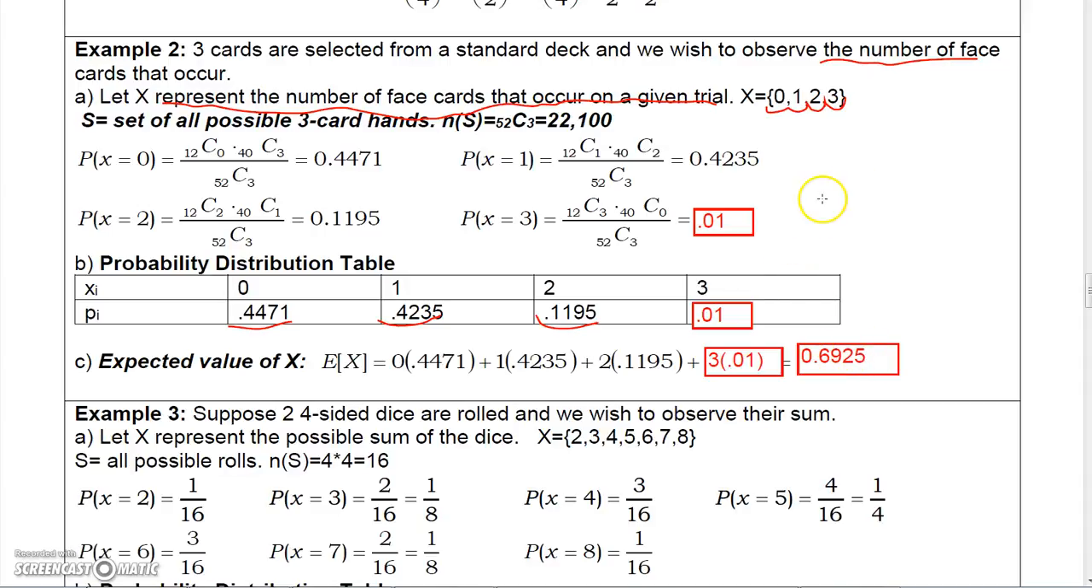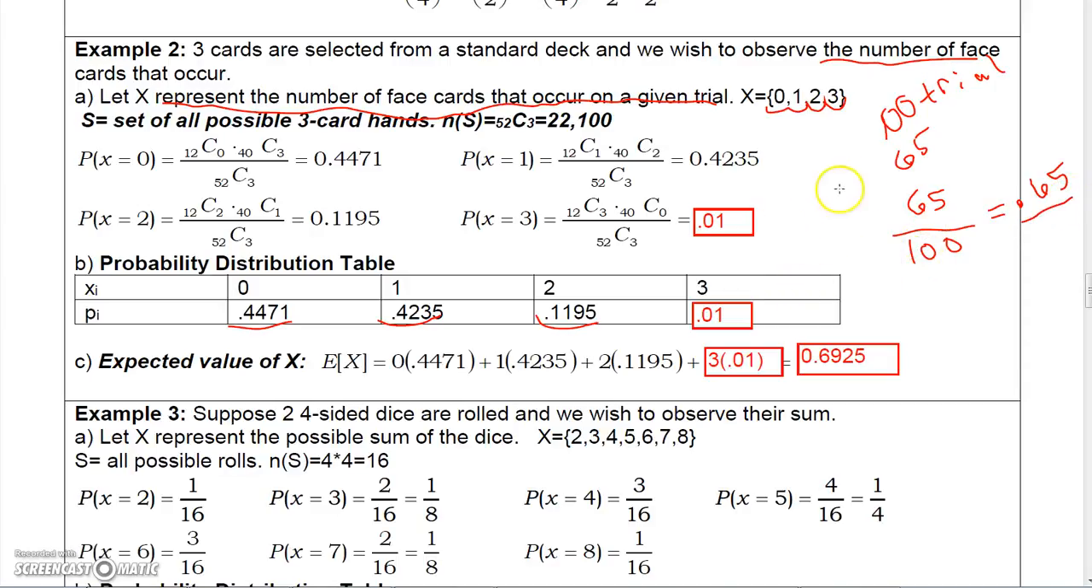Now, to make this seem more realistic, let's say you did this experiment 100 trials, and let's say you got, I don't know, 65 face cards total. Then in actuality, you're getting 65 face cards per 100 trials. So you're averaging 0.65 face cards per trial, which is pretty close to what you expect.